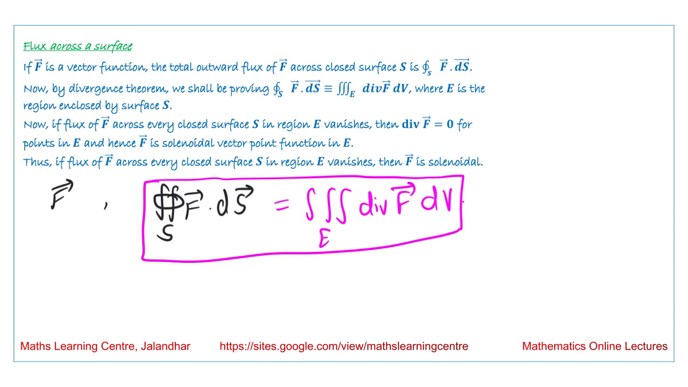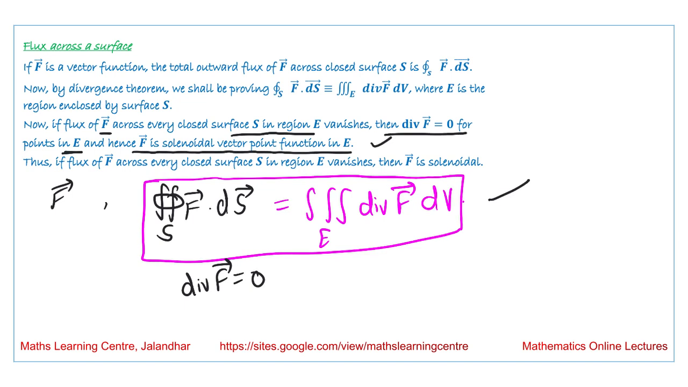So over here we are saying that if the flux of F vector across a closed surface in the region E vanishes, then divergence of F vector is equal to 0 for points in E, and hence F vector is a solenoidal vector point function in E. These things we will see in detail in our next lectures.